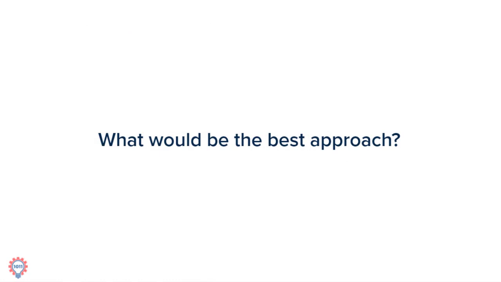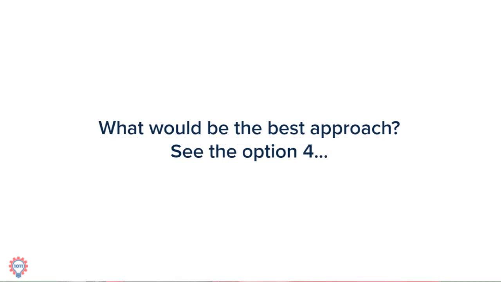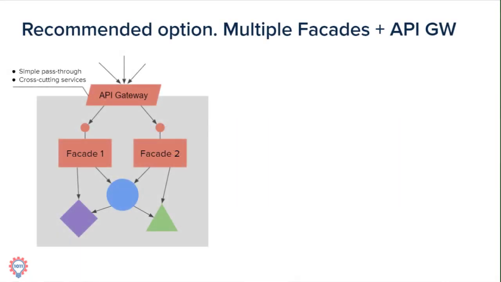Now you may ask, which approach would be the best for you? Unfortunately, there is no silver bullet, and it will depend a lot on your requirements. But the solution that I found the most universal and works the best in most cases is a combination of a simple API gateway that is used as a simple pass-through layer and implements cross-cutting concerns, together with several facades that will expose functionality of the system outside.